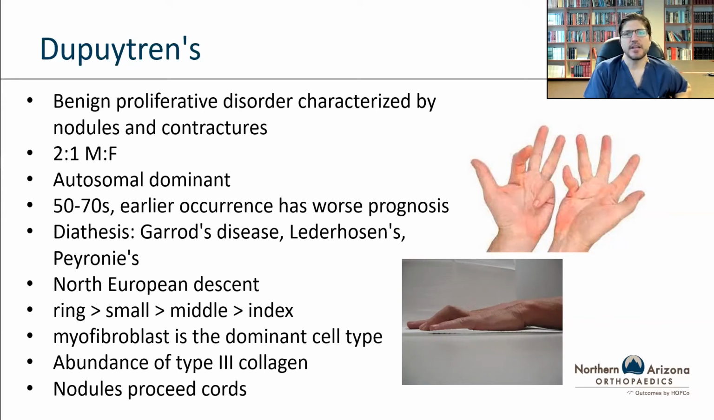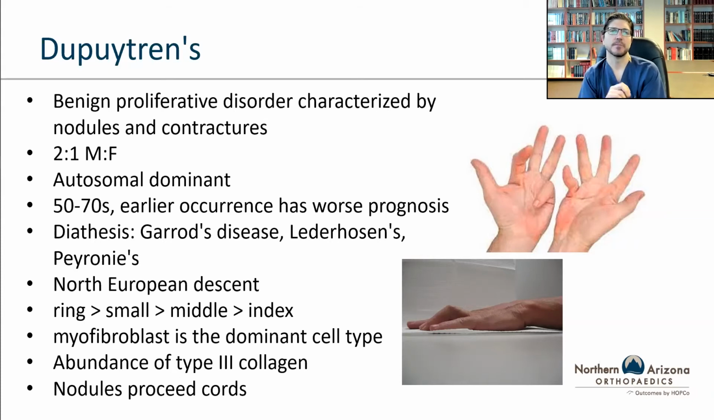If a patient presents earlier, this usually results in a worse prognosis. Also, earlier occurrence occurs in patients with other problems located in other parts of the body, such as the feet. Usually patients are of Northern European descent, and it predominantly occurs in the ring finger, but can occur in any finger, and in multiple fingers.